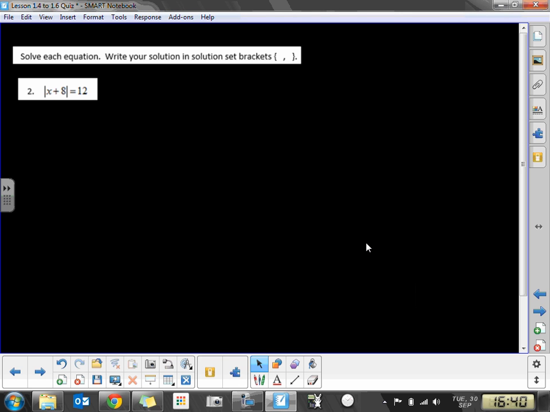Question number 2 asks us to solve the equation. Write your answer or your solution in the solution set brackets. It's an absolute value, and the absolute value is already isolated by itself, which is important.